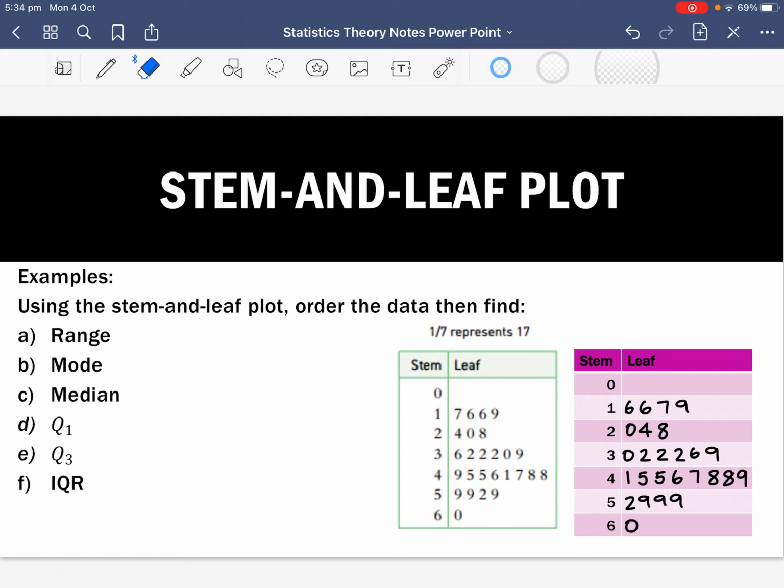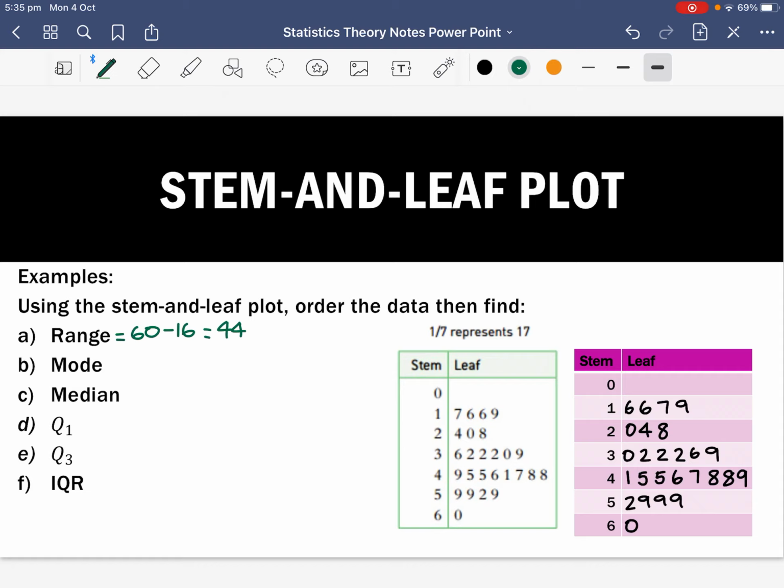Now from this we want to find our range. Remember, our range is our highest score minus our lowest score. Our highest score here is 60 minus our lowest score of 16. So 60 minus 16 gives us an answer of 44.